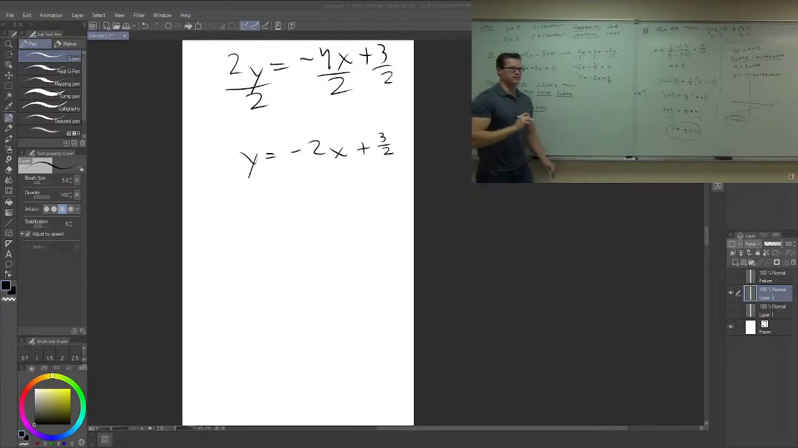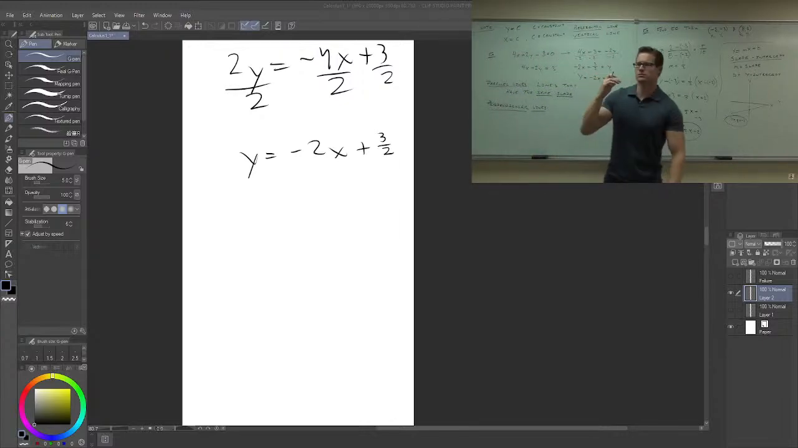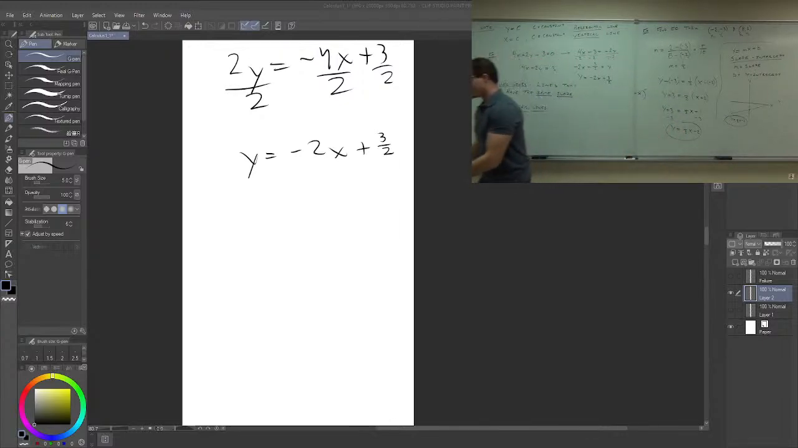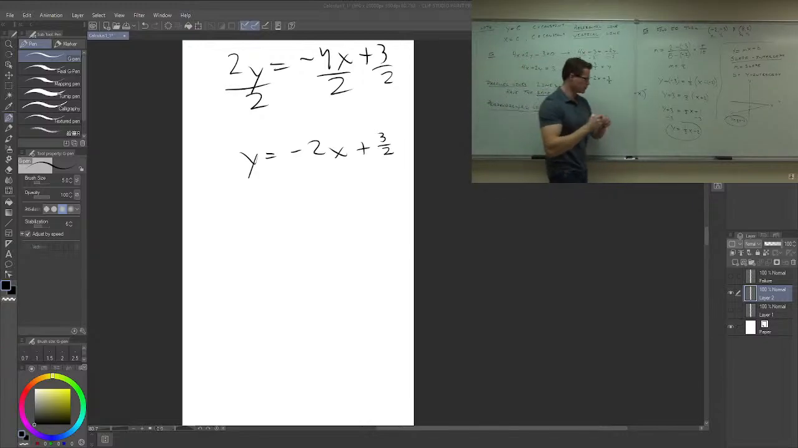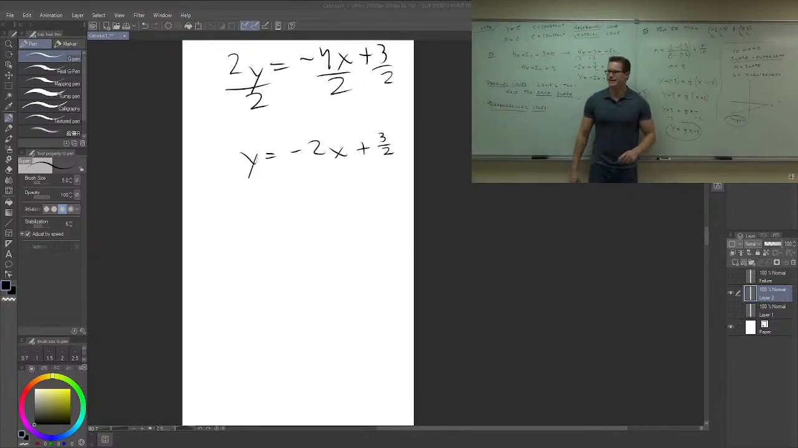Do perpendicular lines have the same slope? No, they don't. Actually, perpendicular lines meet at a very specific angle. What angle do perpendicular lines meet at? 90 degrees. So if one line's like this, the other line's got to be like that, right? Yep. It means if one slope's positive, the other slope's negative. So we know that's going to come into play.